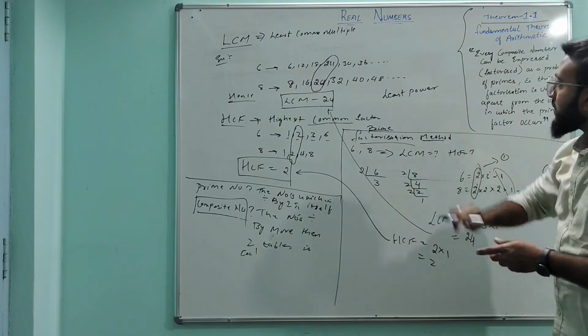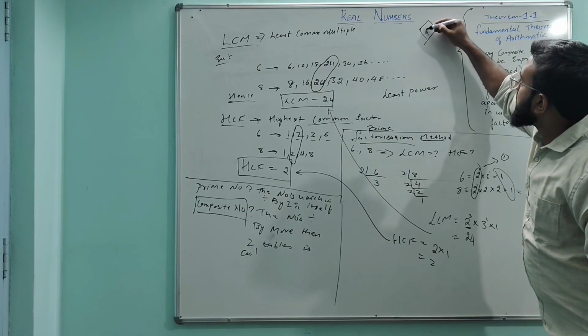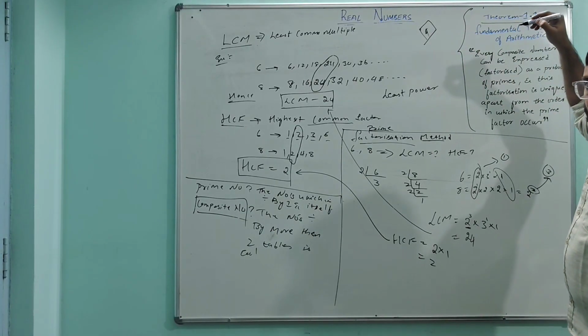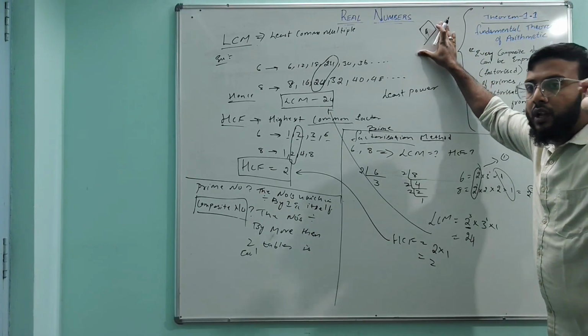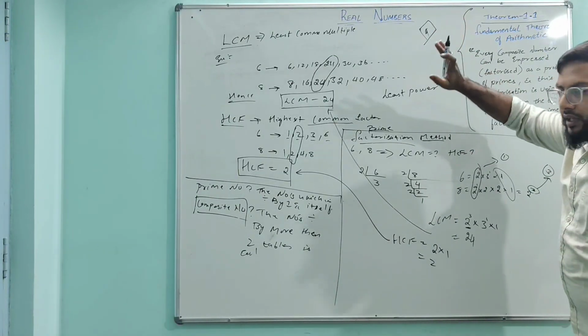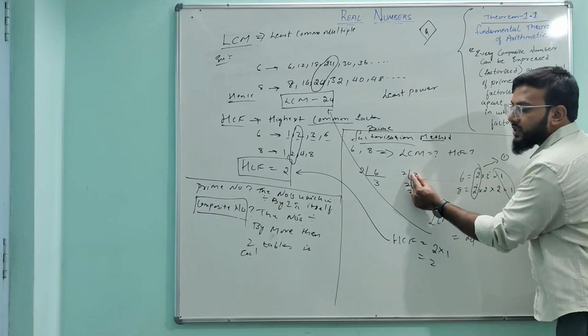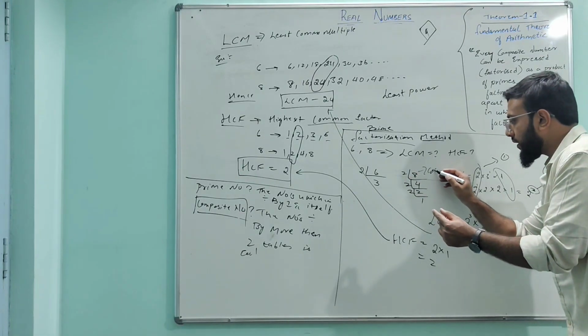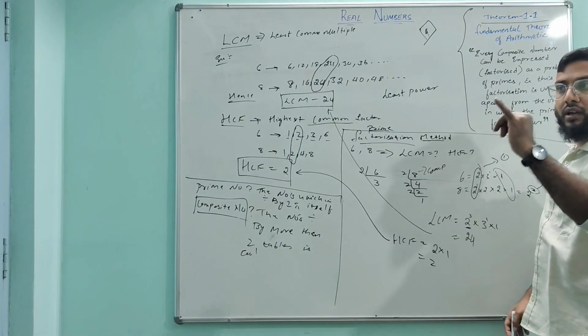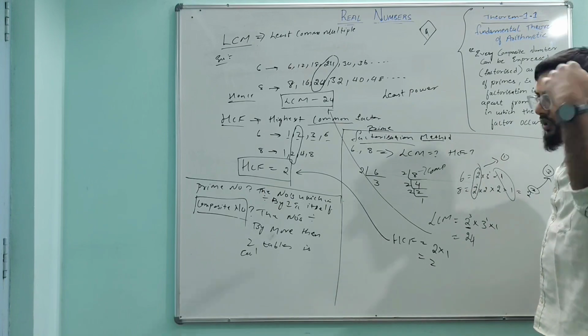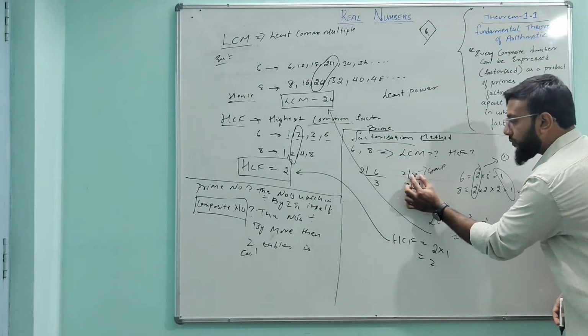I told you what a composite number is. The number which is divisible by more than 2 tables, or which has more than 2 factors. Example, you take 9. Every composite number. 8 is a composite number, correct? Because it goes in the 2 table, the 4 table, the 8 table. It has more than 2 factors. 8 is a composite number.